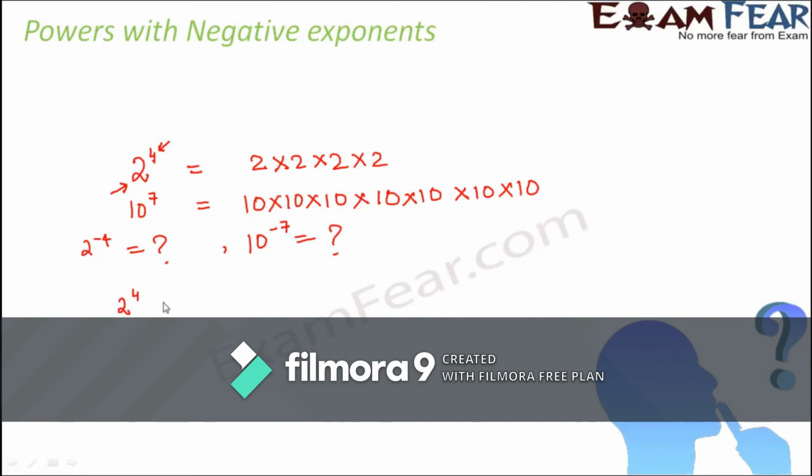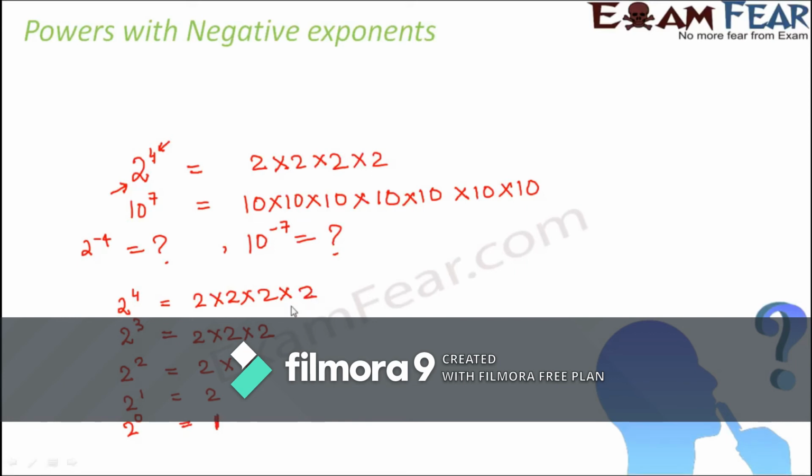So we see that 2 to the power 4 is 2 multiplied to itself 4 times. Now what would be 2 to the power 3? That would be 2 into 2 into 2. What about 2 to the power 2? That would be 2 into 2. 2 to the power 1 would be 2, because 2 is multiplied to itself only once. What is 2 to the power 0? That means 2 is not at all multiplied to itself. So this is basically 1.